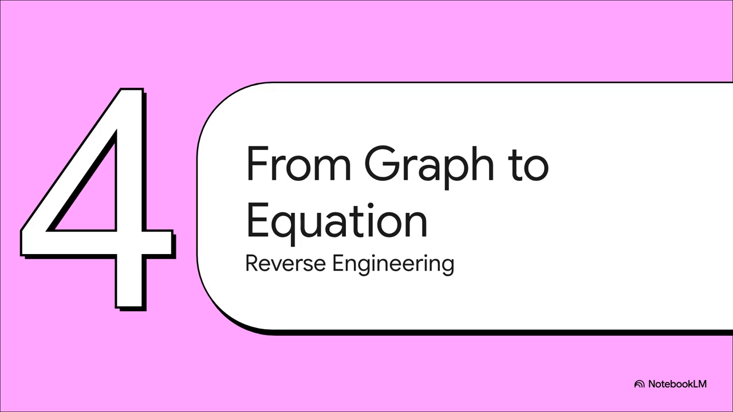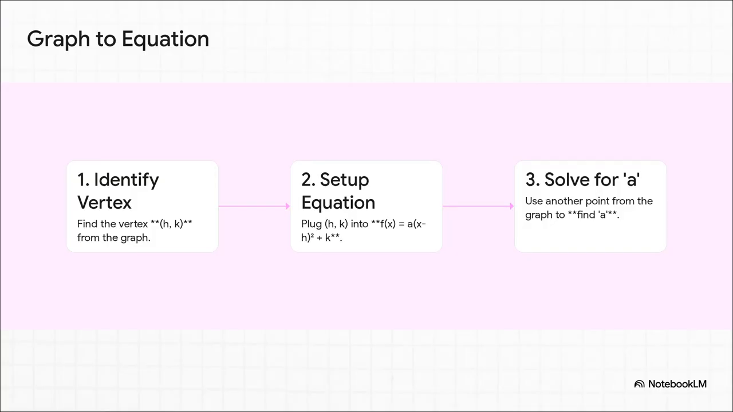What if all you have is the picture, but you don't have the math? Well, section 4 is all about how to reverse engineer the formula right from the graph itself. It's a pretty clever three-step process. First, you look at the graph and pinpoint the vertex. Step 2, you plug those coordinates into your vertex form equation, which leaves only a as the mystery piece. And for the final step, you grab any other point on that curve, plug its numbers in, and solve for a. And boom, you've got the complete equation.